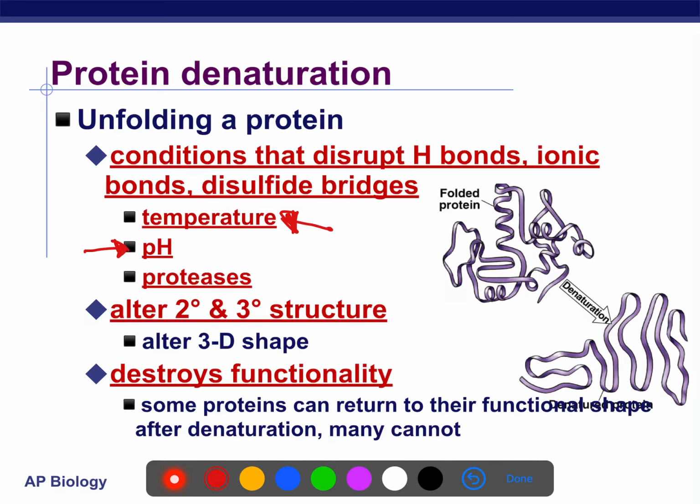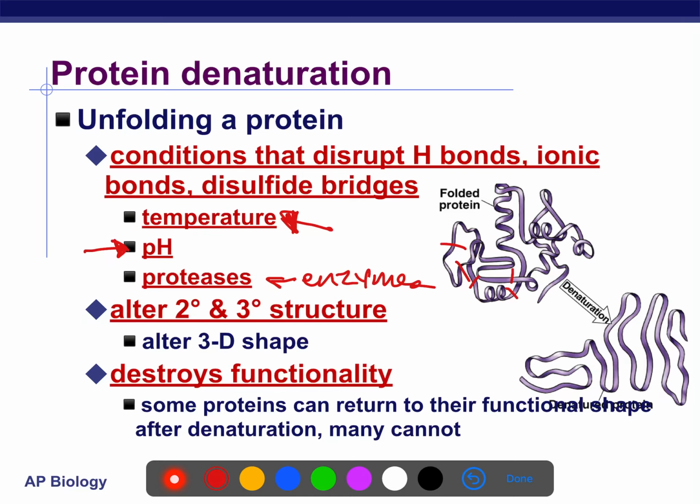pH is huge. If a protein enters an environment with too high or too low of a pH, it will make those tertiary bonds break and start to unfold that protein. And then proteases are enzymes, and they're just like scissors and they cut proteins up. Again, that's going to take a folded protein and unravel it. Usually this is altering those beta pleated sheets or that tertiary structure. And ultimately it's going to destroy the function.